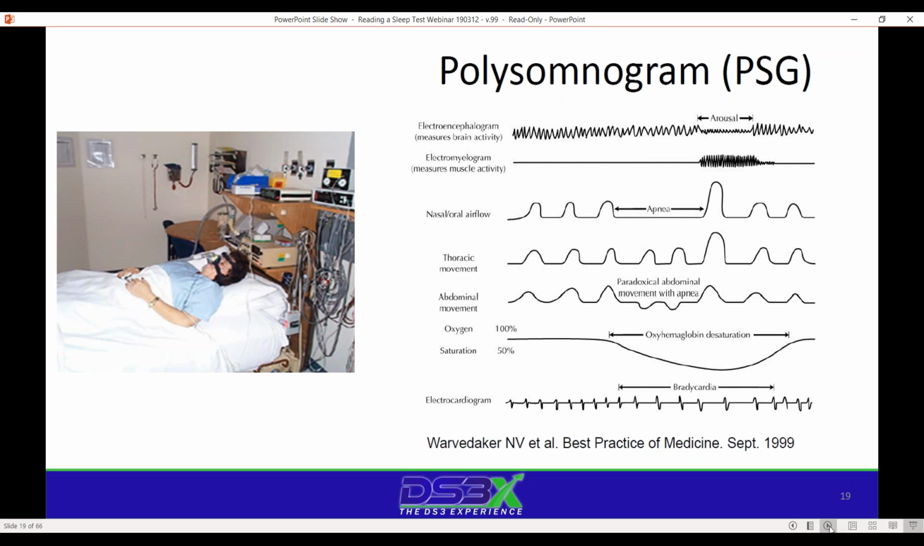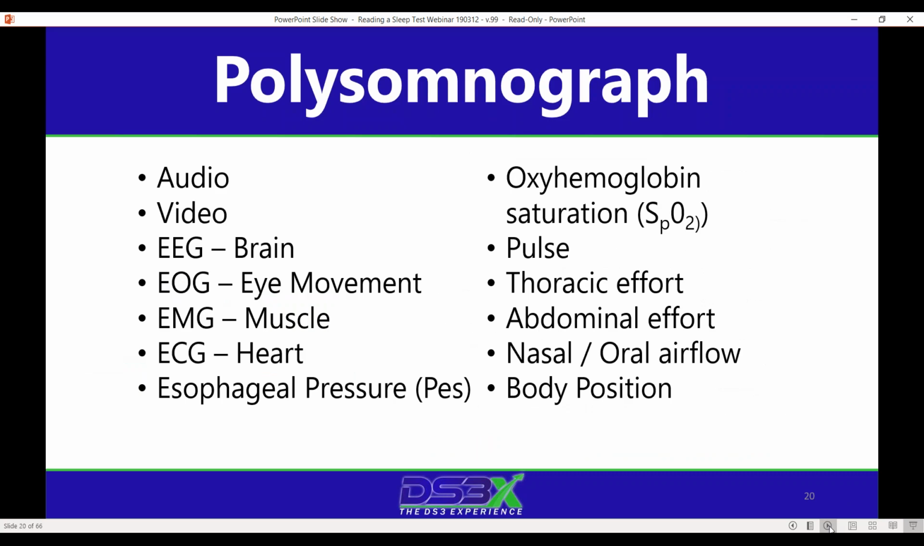So, Rich, there's nothing really scary about any of this stuff. We're just putting sensors on people and measuring certain things. And the PSG, of course, has more of those things. A lot of the PSGs, I don't think they do esophageal pressure much anymore. So anything we should clarify on those, Rich, do you think?